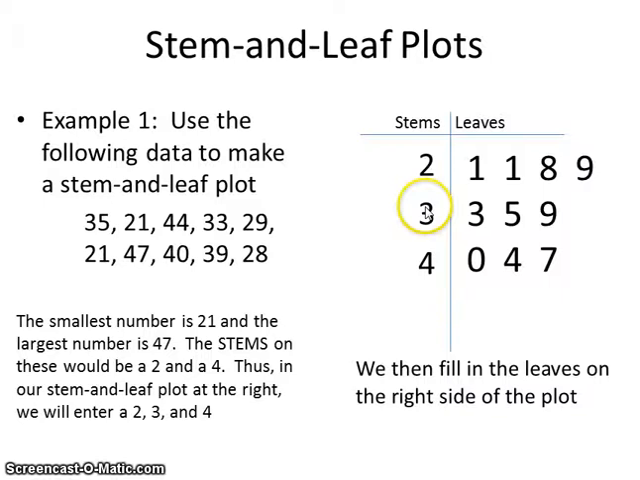Now we're going to go to our stem of a 3. We have a 35, a 33, and a 39. Again, we've got to go from smallest to largest, 3, 5, 9. And finally, we look at our stem of a 4. Our leaves are going to be 0, 4, and 7 in that order because we have a 40, 44, and 47.